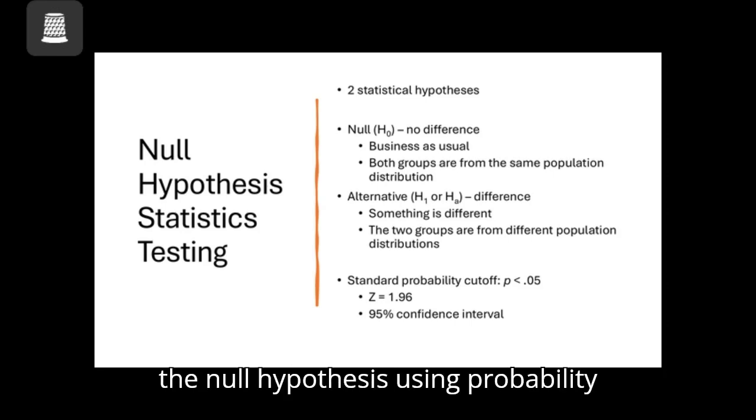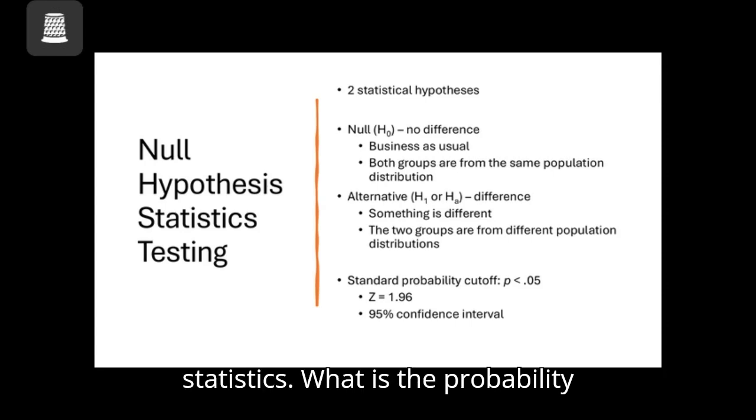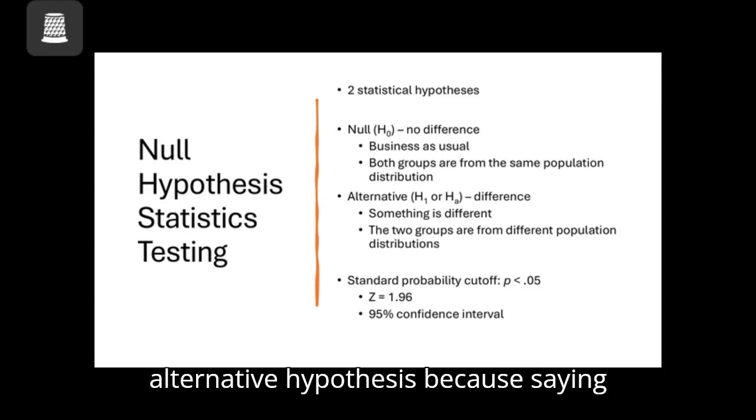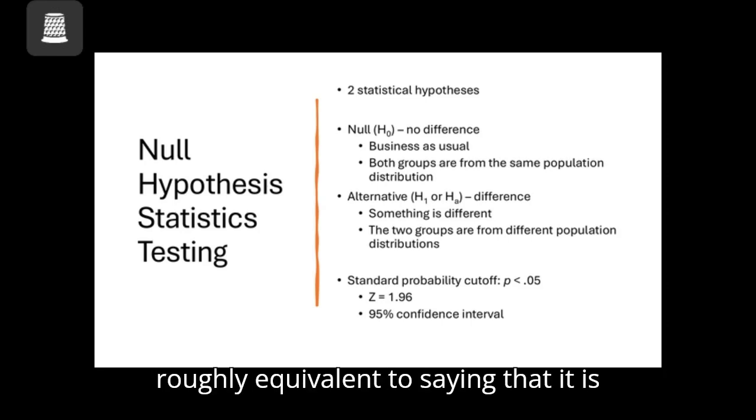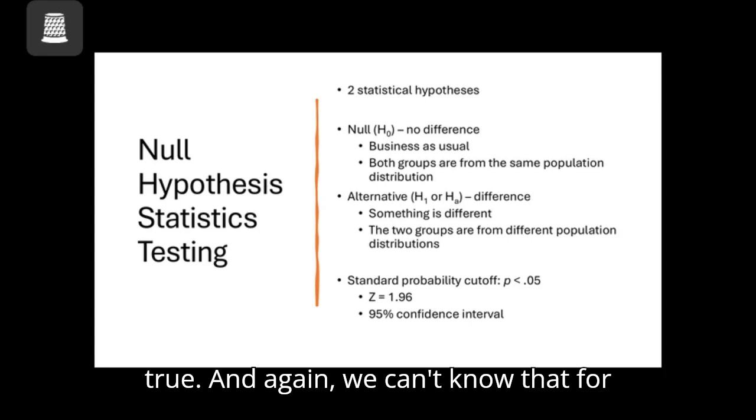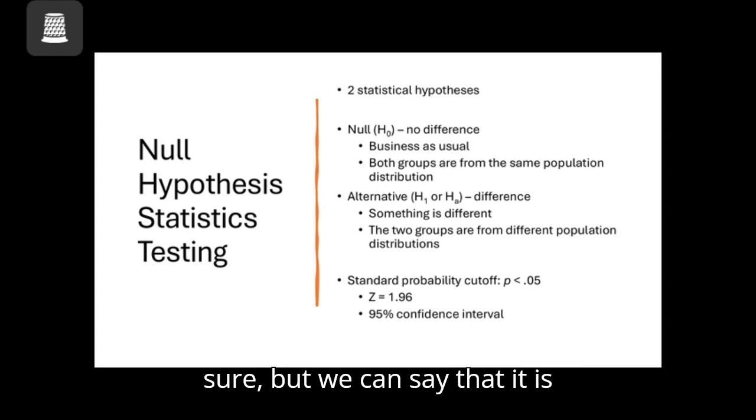We test the null hypothesis using probability statistics. What is the probability of us getting a particular result if there is truly no difference or effect? If the probability is low, we reject the null hypothesis. Again, this does not mean that we are accepting the alternative hypothesis, because saying that we accept the alternative would be roughly equivalent to saying that it is true, and again, we can't know that for sure. But we can say that it is unlikely that the opposite is true.